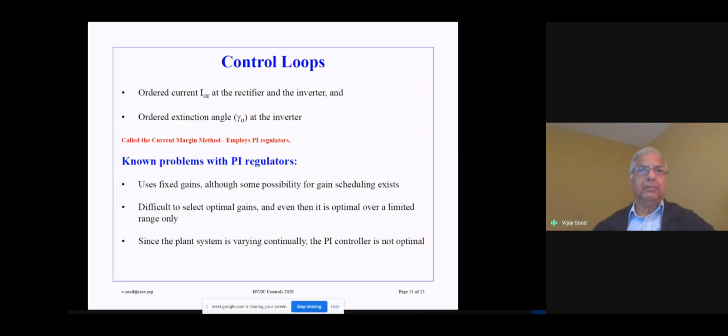There are some known problems with PI regulators. One of the problems is that these regulators use fixed gains. There is some possibility for some gain scheduling to take place. It is difficult to optimally select the gains. And even if the gains are selected, they are only optimal over a limited range. Since the HVDC system is continually changing, the PI controller settings are therefore not optimal over the whole range of operations. So these are some of the limitations that we know. But nevertheless, PI regulators are known to be very robust. They're very simple, and they do a good job. So in HVDC systems, most controllers are PI regulators.